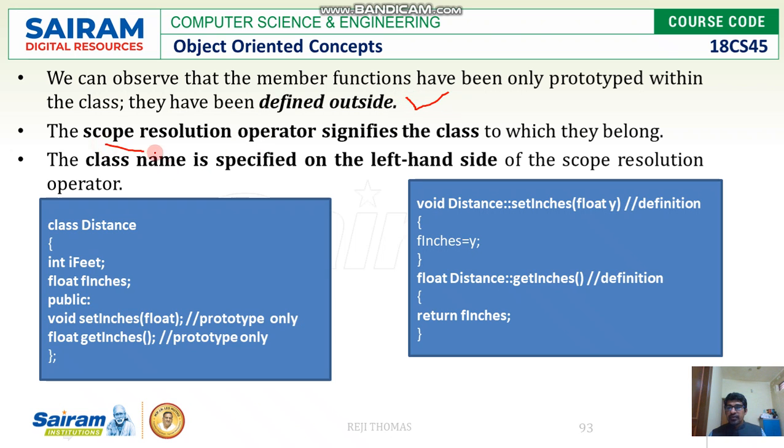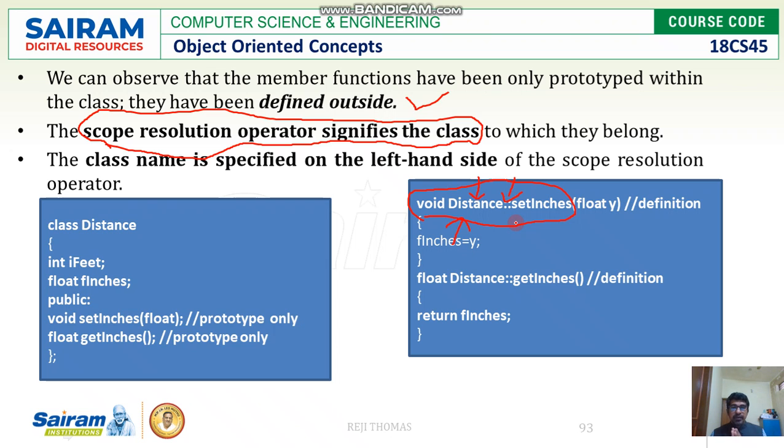We can make use of the scope resolution operator, and you have to mention the class name to which the function belongs. See, if you look at this, Distance is a class name, and the scope resolution operator you have to keep. This is mandatory. And the class name is specified on the left hand side of the scope resolution operator. So three points, you should make it very clear.